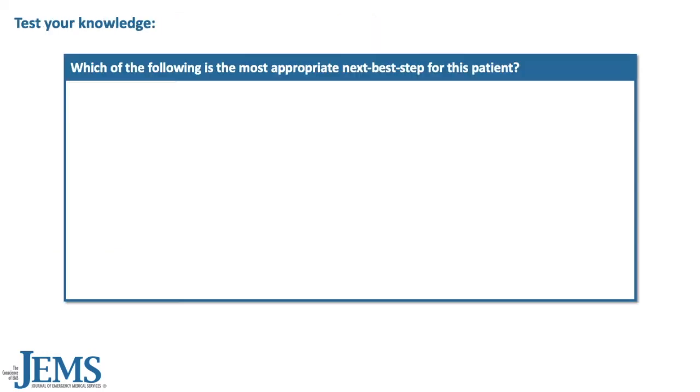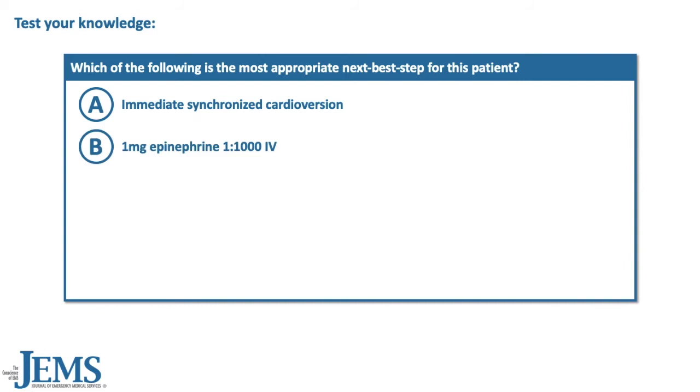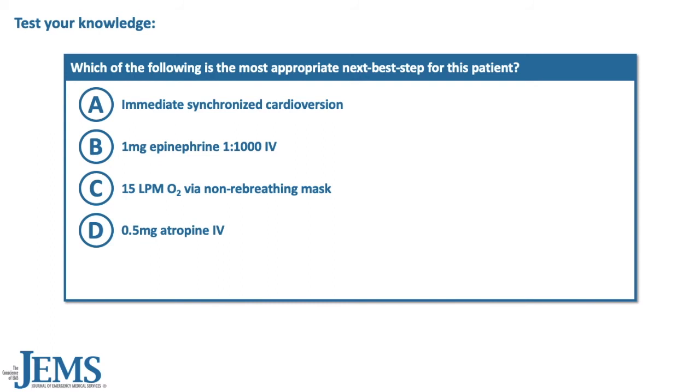Now that we have used the primary survey to assess this ECG in an organized manner, let's make a decision on the course of action regarding this patient's care. Which of the following choices do you think is the most appropriate next step given her bradycardia and hemodynamic instability? Would it be A, immediate synchronized cardioversion, B, 1 mg of epinephrine 1 to 1,000 concentration IV, C, 15 liters per minute oxygen via non-rebreathing mask, D, 0.5 mg of atropine IV, or E, a 250 milliliter normal saline fluid bolus? The correct answer is D.